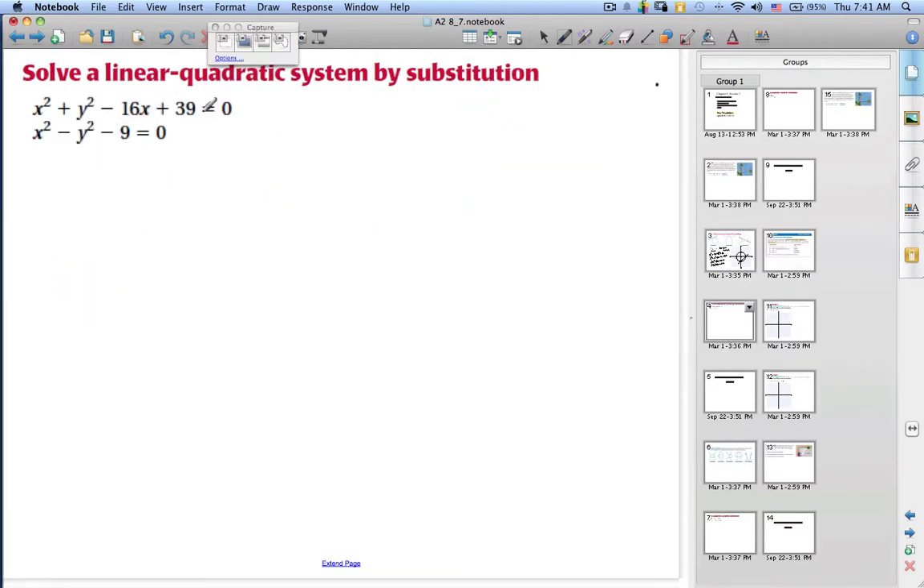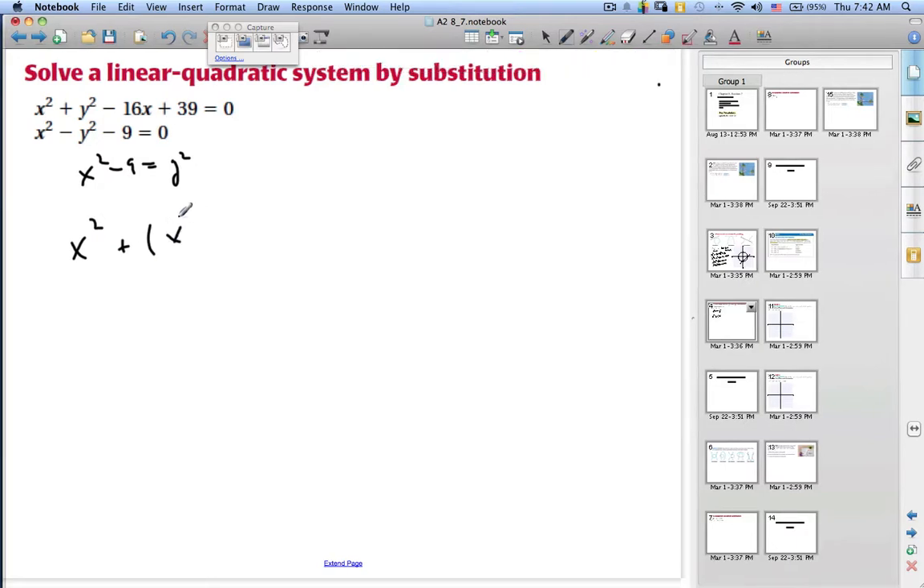If I wanted to solve this by substitution, I could solve for y squared and then substitute in here for y squared. So if I add y squared to either side, x squared minus 9 is equal to y squared, then I could plug that in place of y squared. So y squared was equal to x squared minus 9, plus 16x plus 39 is equal to 0.